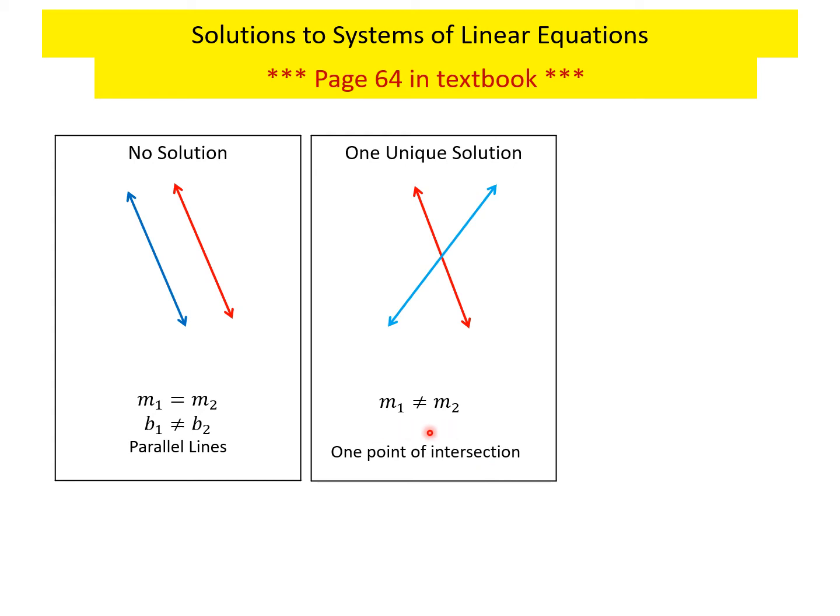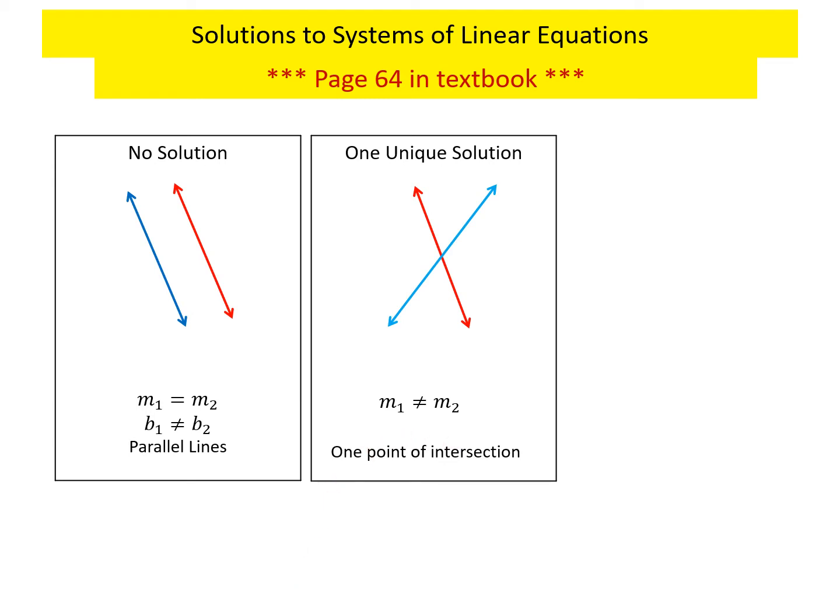Notice the slopes are not equal. You can just look at this and see that the slopes are not equal. So far we have parallel lines, no solution, slopes are the same. We have one solution where the lines cross, a point of intersection, and the slopes are not the same.